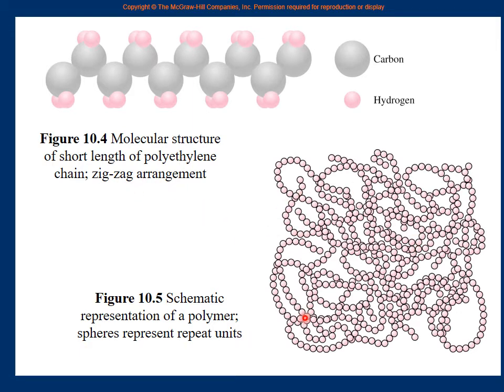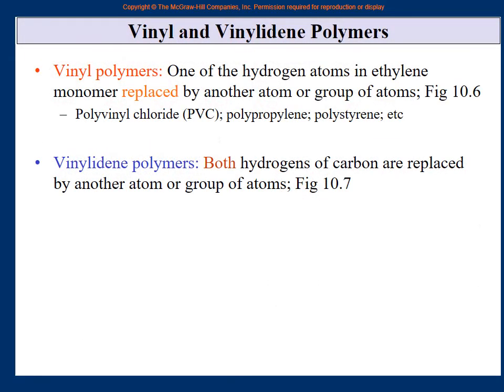But then this is just a chain arrangement. So this could be different, right? So these are some arrangements in which the polymer chain naturally can happen. Now, some of the more famous ones, as an example, we will see vinyl and vinylidene polymers.